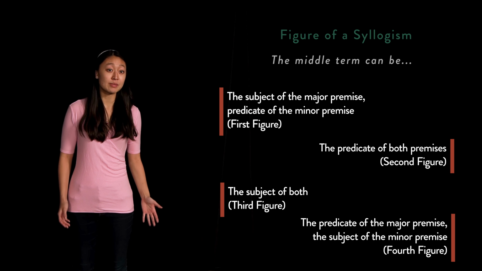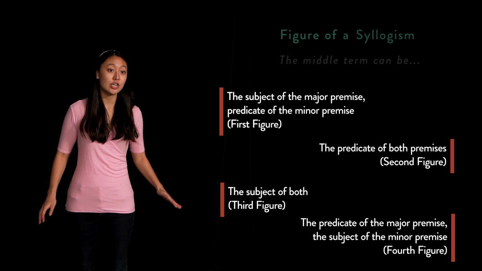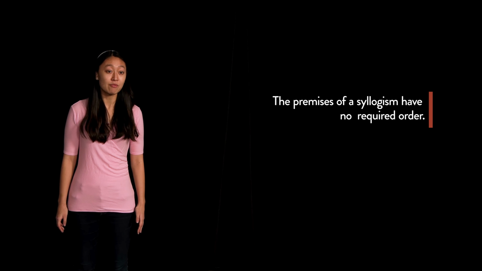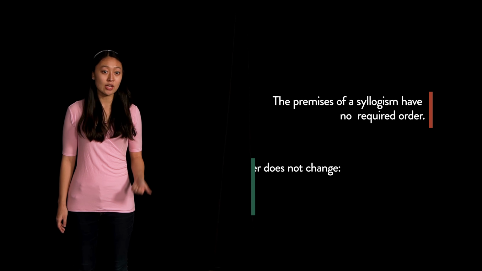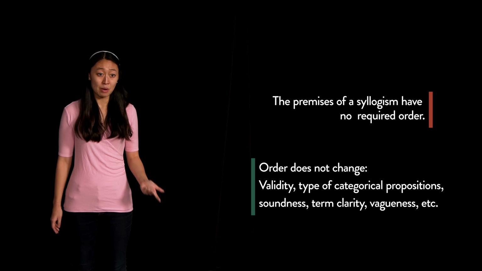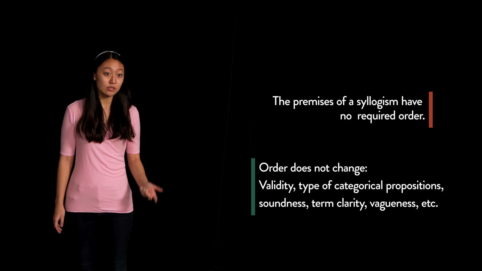that switching the order of the premises of a syllogism will not change its figure. Neither will it change the content of each premise. Thus, we can conclude that the premises of a syllogism have no required order. We can switch them around and still have a syllogism with all of the same relevant properties: validity or invalidity, types of categorical propositions, soundness or unsoundness, term clarity and vagueness, etc.